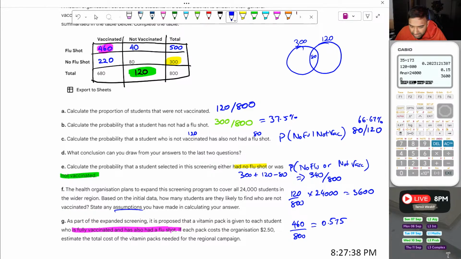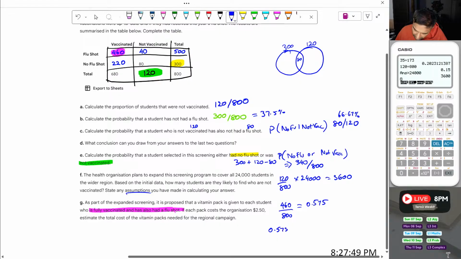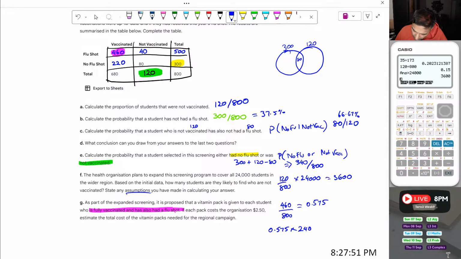Now, the next thing is that if each of these medicines is $2.50, we've got to figure out how many kids actually get this. And they've got 24,000 students altogether. So we're going to go 0.575 multiplied by 24,000. And I guess we might as well multiply it by $2.50 to get how much this whole thing is going to cost us. So 0.575 multiplied by 24,000 multiplied by $2.50, and that should give us $34,500.